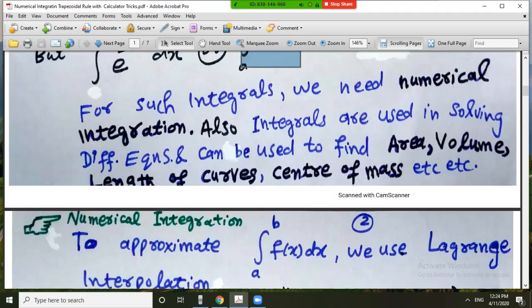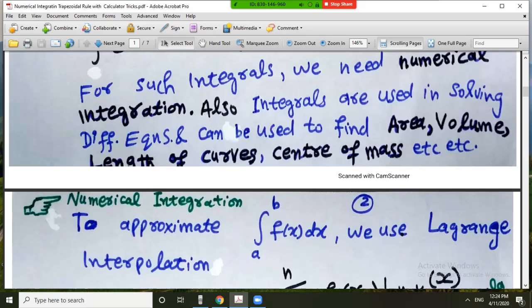Also, integrals are used in the solution of differential equations. For example, indefinite integrals are used in solving first order separable ODEs, and also in the second and higher order ODE solution. The definite integral can be used to find the area under the graph of a curve, area between curves, volume of solid of revolution, length of curves, center of mass, etc.